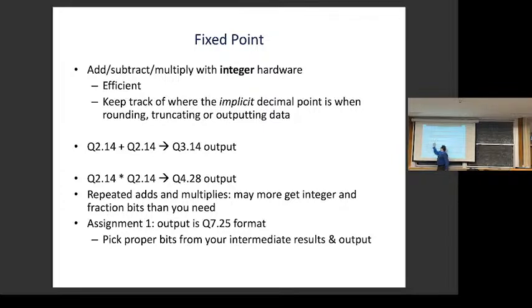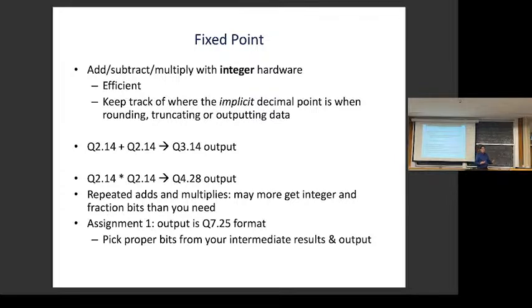The output for this assignment is 7 integer bits, 25 fractional bits. So your intermediate results, if you want, you can make more accurate than that. But you have to keep track of where your decimal point is so that you extract the right bits at the end. Does that make sense?